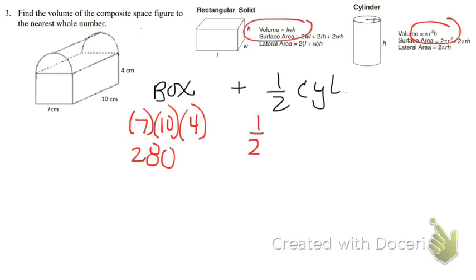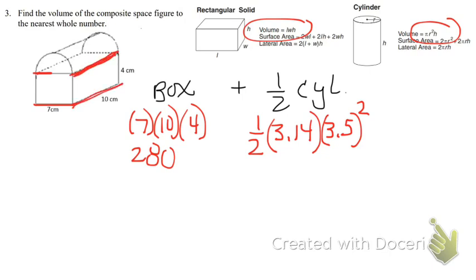So 1/2 of pi times the radius squared. The radius is right here. So this whole length on the bottom here is 7. So our radius is 3.5, half of 7. The height of the cylinder would be the length connecting the 2 bases. So this is the height of the cylinder, which is 10. There you go.